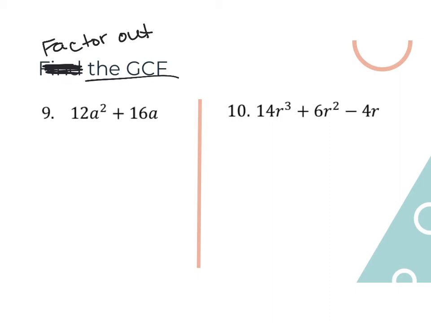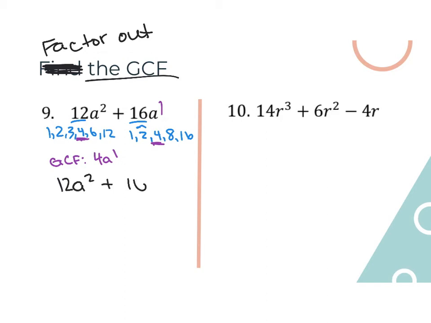Okay, so if I'm factoring out the GCF, that means I need to first of all find what the GCF is. My factors of 12 are 1, 2, 3, 4, 6, and 12. My factors of 16 are 1, 2, 4, 8, and 16. So my GCF of those two looks like 4. And then the variable is going to be a to the first power. So that's the first thing that you could recognize: the GCF is 4a to the first. But now I'm going to actually go through the steps of dividing that out. So I have 12a squared plus 16a. I'm going to go ahead and divide out 4a to the first.